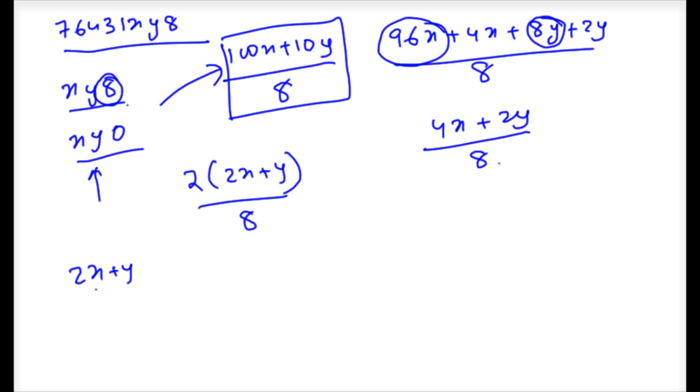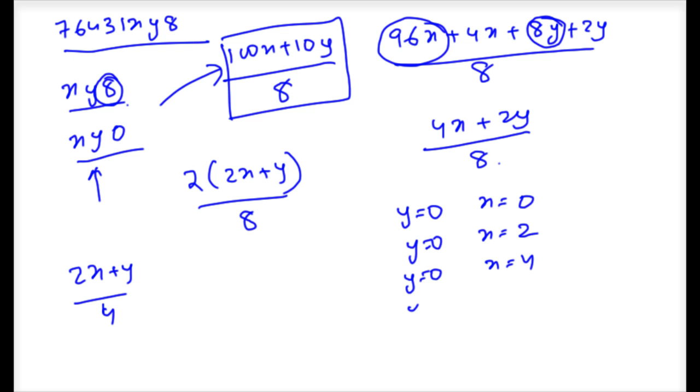Now it becomes very easy for me. If 2x plus y is divisible by 4 and x and y can take any single digit integral values, now I can think. y can be 0, x can be 0, 2, 4, or 8. Yeah, these are the only possibilities. Now, if y is equal to 1, there is no possibility. If y is equal to 2, then x could be 1.